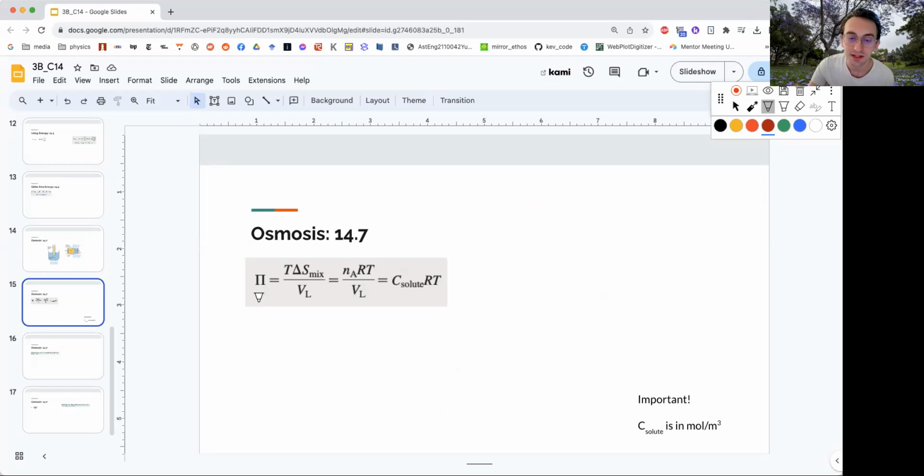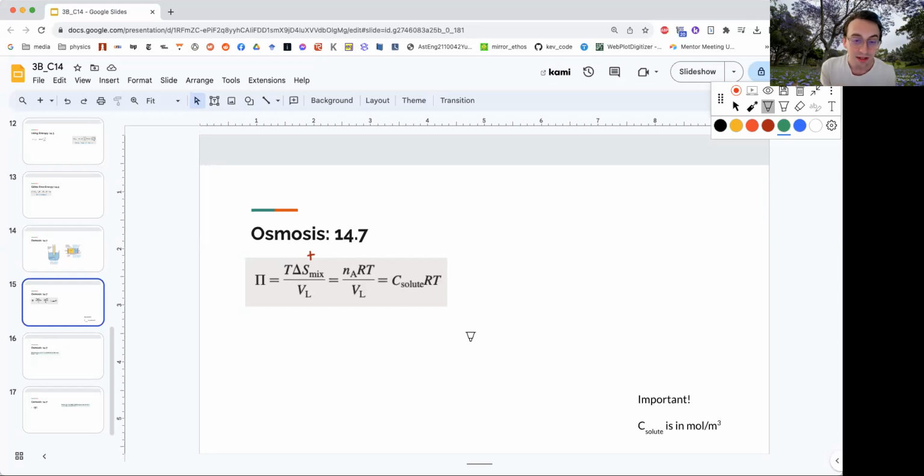So osmosis is an entropy-driven process. And like I said, it's due to this increase in entropy, so this is going to be a positive number due to the mixing of the solvent with the solution. And even though it's not required of you, if you want more information on this entropy of mixing, you can look at the last page of section 14.6, right before the osmosis section, and it goes through a derivation for this delta S mixing.